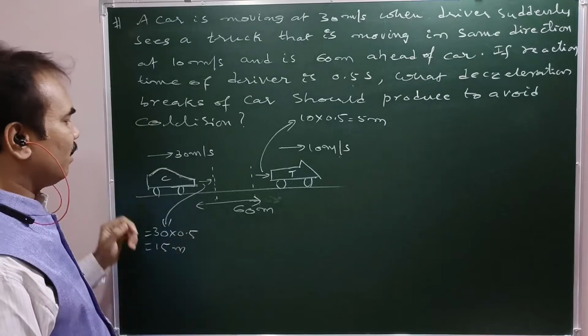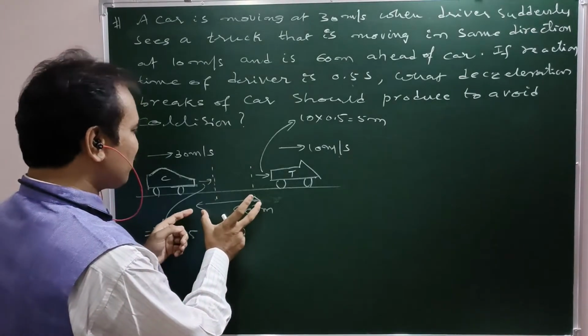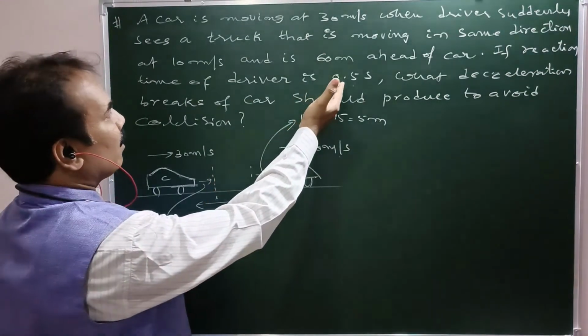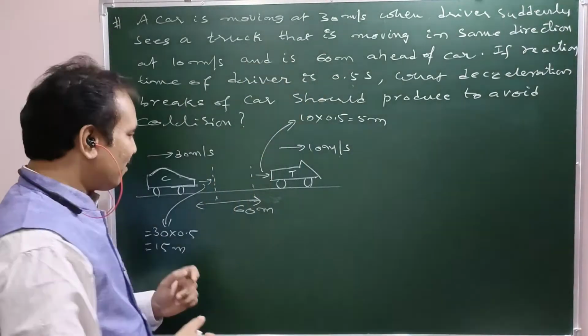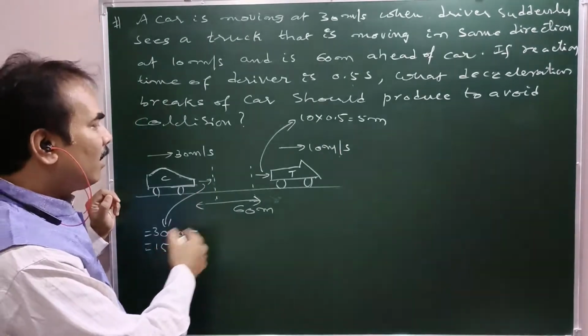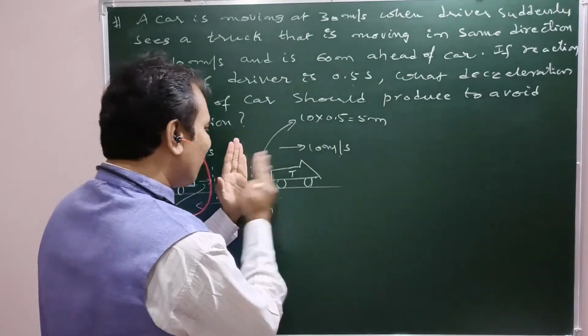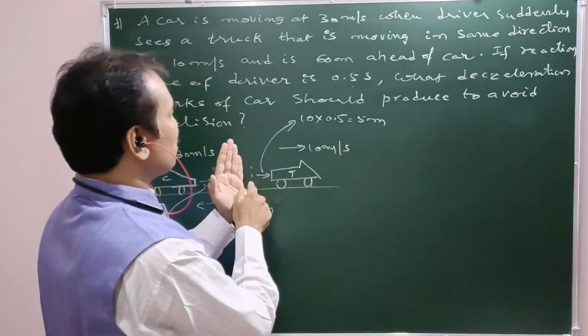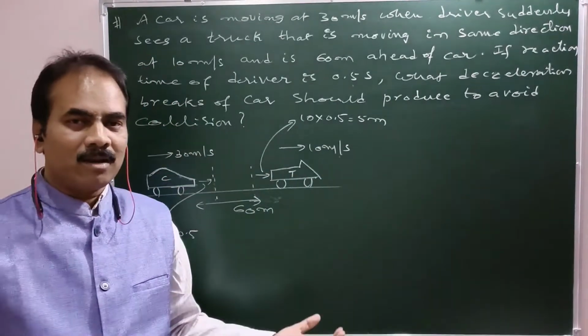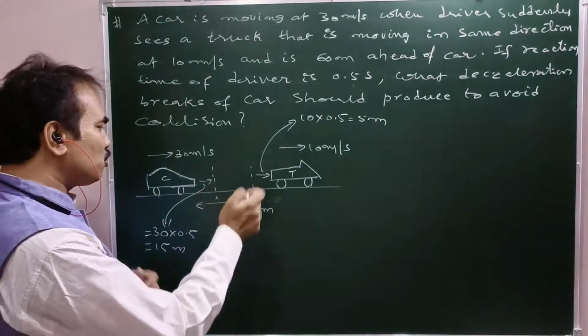Of course, this is the initial separation between car and truck, but within that reaction time, the car advances through some distance, that is 15 meters. In the same time, the truck also advances from the initial position through a distance of 5 meters. Now, what is the actual separation in reality between these two?